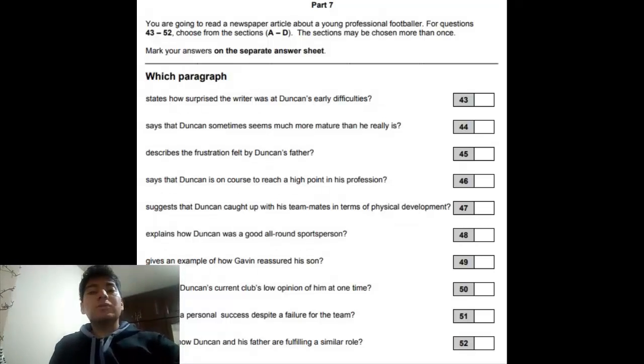And finally, a lot of questions are about people's thoughts and feelings, so learn as much vocabulary as possible. For example, make sure you know words like regret, accuse, or reassure. Thank you.